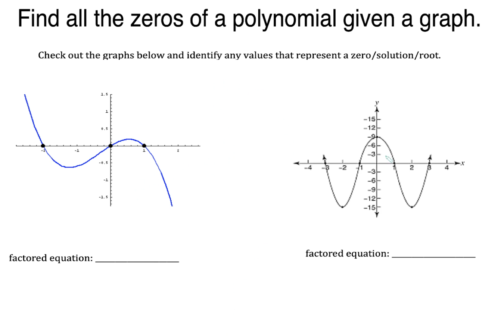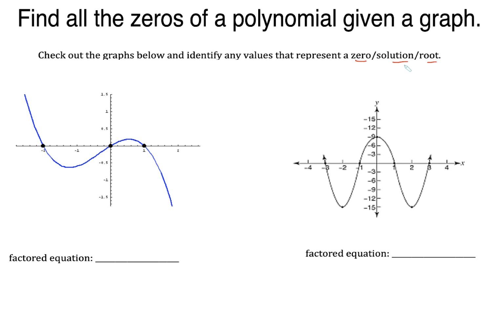Now below I have two graphs and we have to identify the values that represent a zero, solution, or root. Please note that all three of these words mean the same thing. So sometimes on the test they'll ask you to find the zero or the solution or the root. All three mean the same thing.